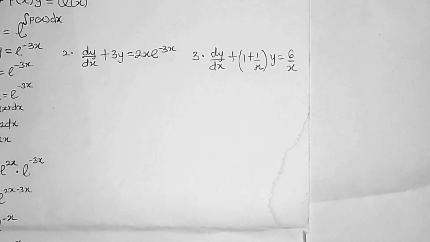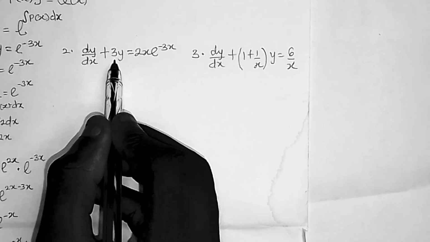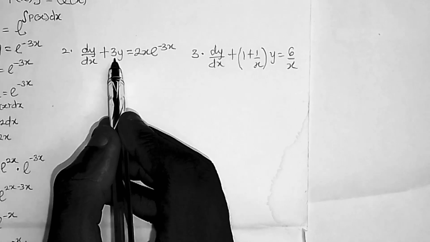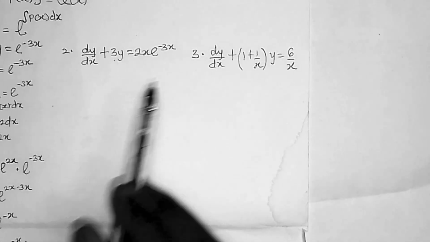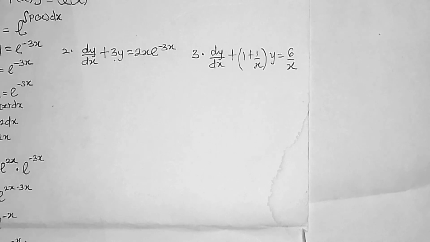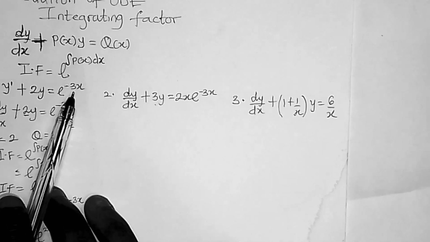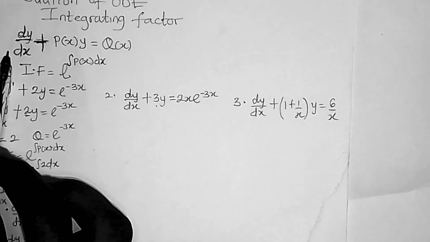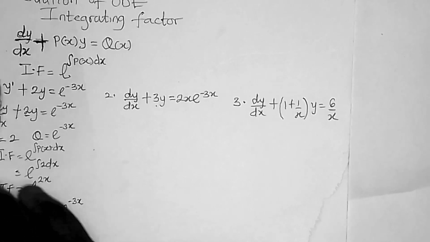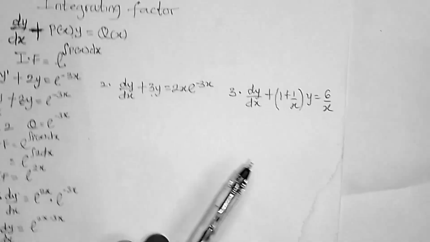So for the second example, we have dy dx plus 3y equal to 2x exponential minus 3x. You can see that this one is in the form of integrating factor already. I get what I'm saying. And don't forget also that this form is the general form for a linear differential equation. So the linear differential equation is in the form dy dx plus p of x times y equal to q of x. Are you seeing that now?